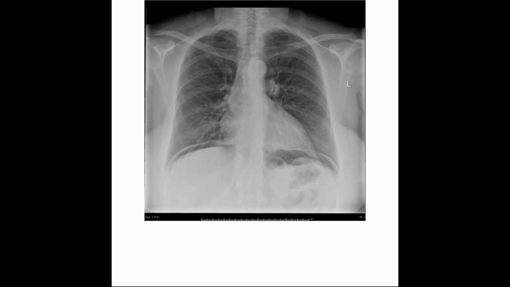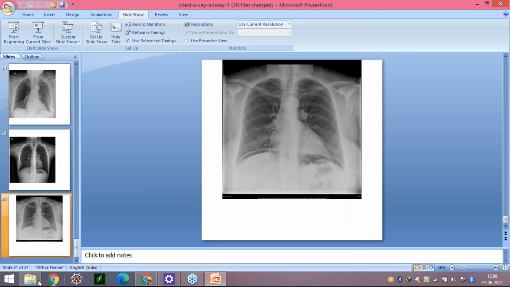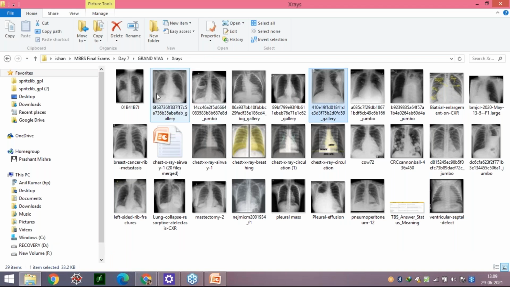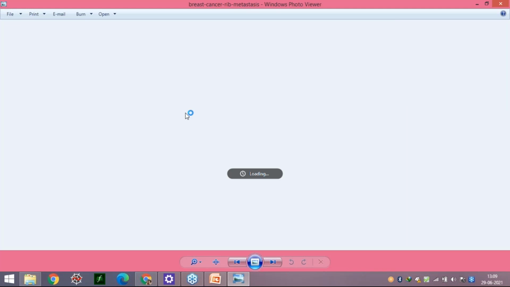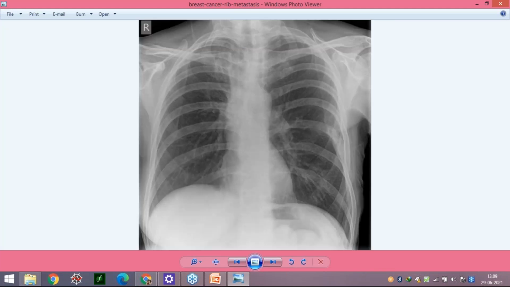Okay, so I just wanted to show you one more X-ray. I think it is not there in this. I hope it is visible. Now this is the last X-ray of the day. Obviously, you can see the name of the file on the top only. No, I don't have an X-ray of pneumomediastinum, but in pneumomediastinum, I'll show you what happens.